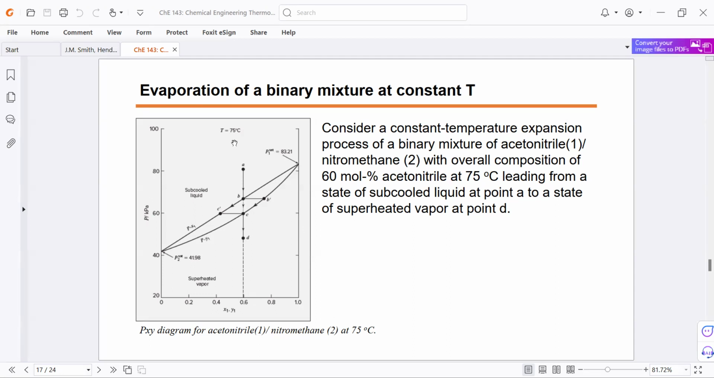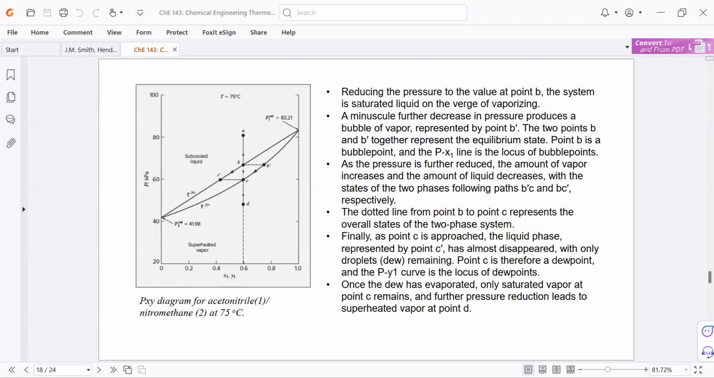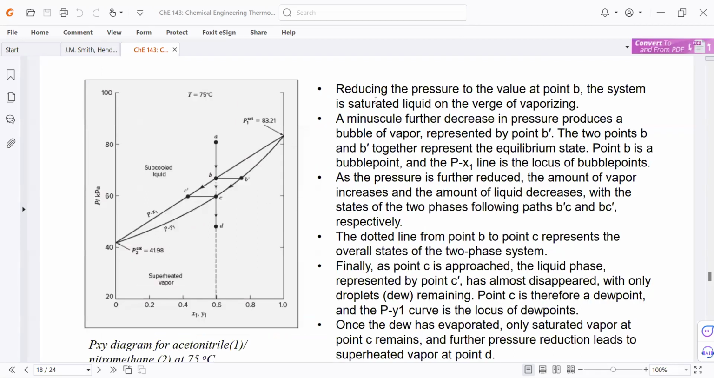Acetonitrile, the temperature is 75 degrees Celsius. Okay, from subcooled liquid to superheated vapor. So from point A to point B. Okay, let's trace the evaporation of the mixture. So as we reduce the pressure from A to B, it started as a subcooled liquid and then to point B, where the saturated liquid is on the verge of vaporizing.